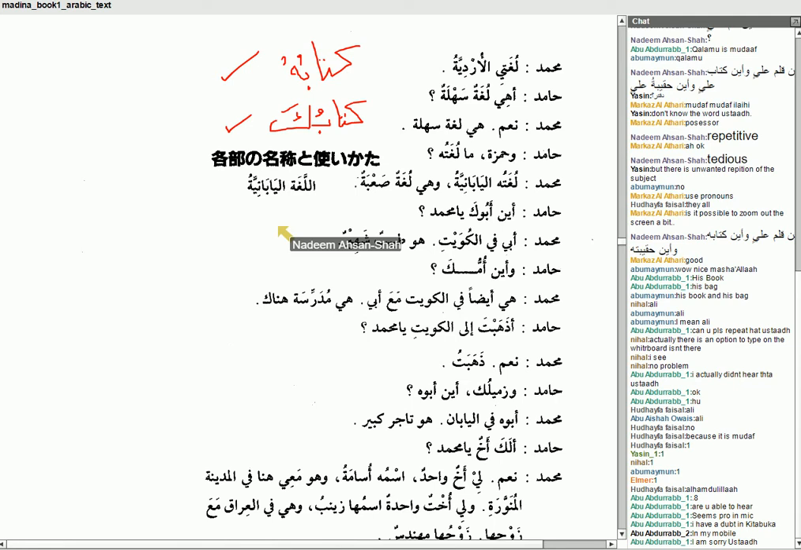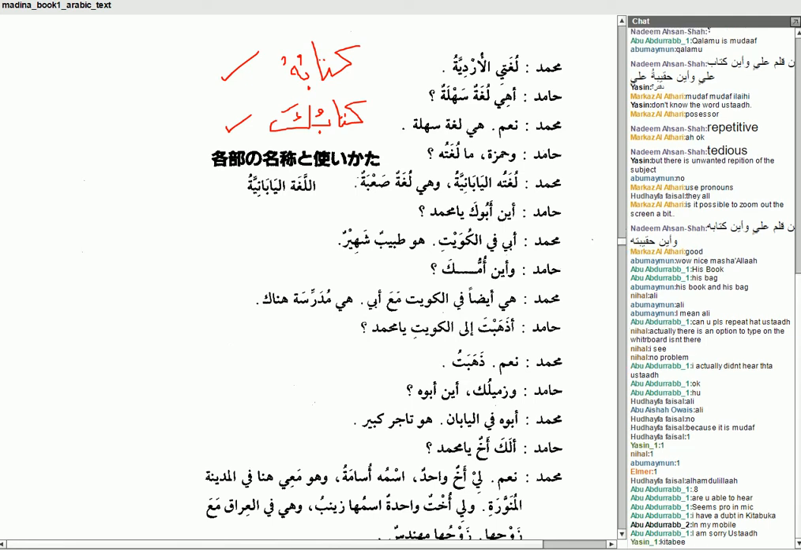My book. When I say Nadeem's book, I'm talking about myself. When I'm talking to you guys, I don't tell you, hey everybody, look, this is Nadeem's book. You'll be like, who's Nadeem? I say, me. Exactly, Yasin, Jazakallahu khairan.